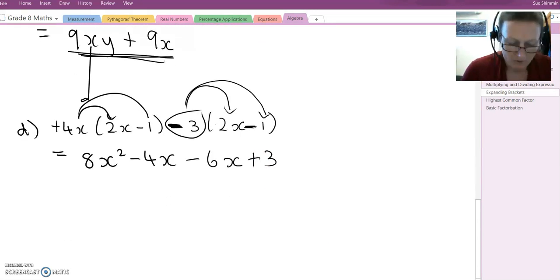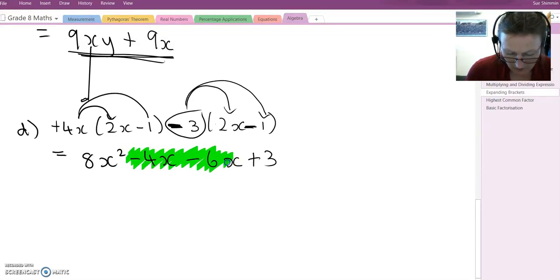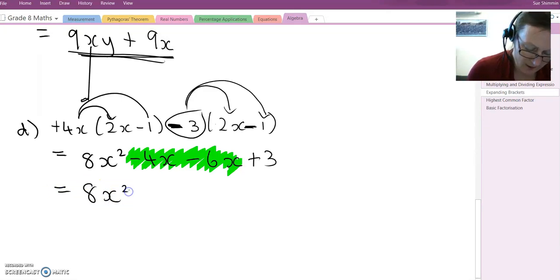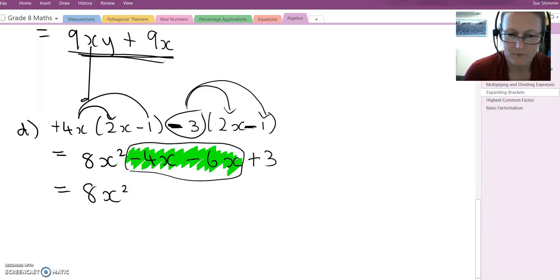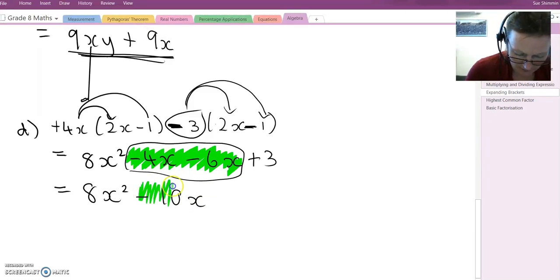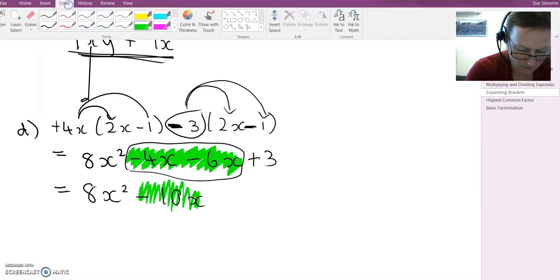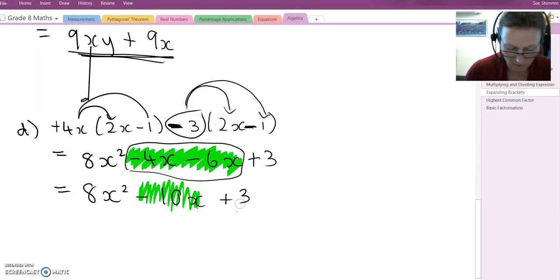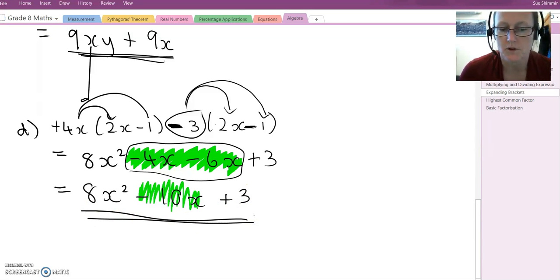Okay, I don't need to rewrite it with the like terms next to each other because it's actually already got my like terms next to each other. Now I haven't highlighted the 8x squared because that's not like the others. Alright, x squared and x are not like terms, so we can't combine them. So we just write 8x squared, and now we start at -4, and then we are subtracting another 6. So when we combine those like terms there, that's what we end up with. And then of course we've got our 3 on the end. Can we do anything else? No, because they're not like terms.